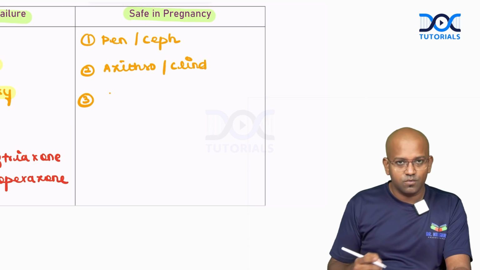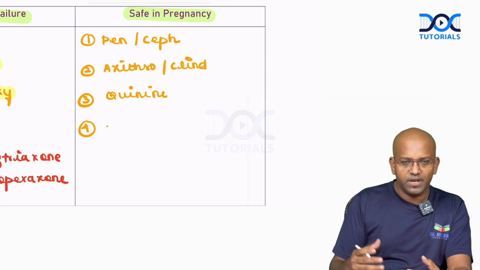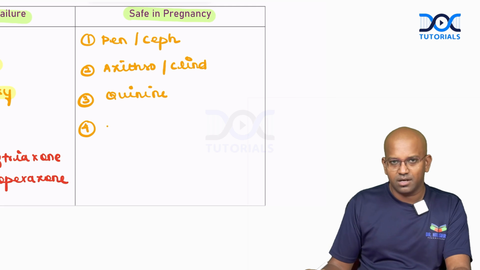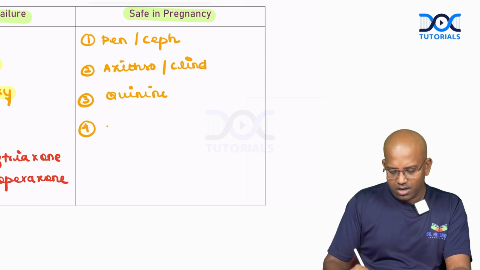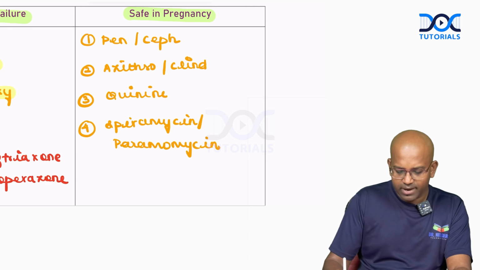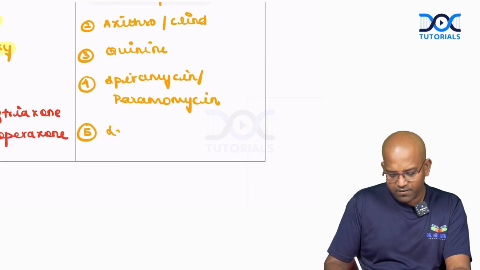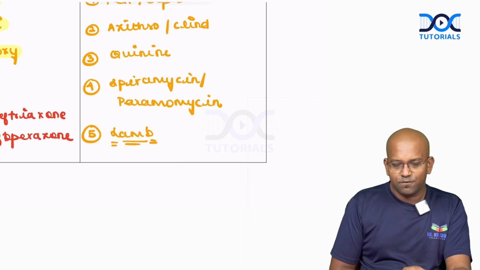What about anti-malarial drugs? Which drug is safer to be given in pregnancy? Quinine is the safer anti-malarial drug to be given in pregnancy. Quinine, actually, we give in combination with clindamycin, which is already understood by now. Then regarding other parasitic infections, we have spiramycin and paromomycin. These drugs are safer to be given in pregnancy. And the last one, the antifungal drug which is safer to be given, is the LAMB drug, guys. Liposomal amphotericin B is the antifungal drug which can be safely given in pregnancy.